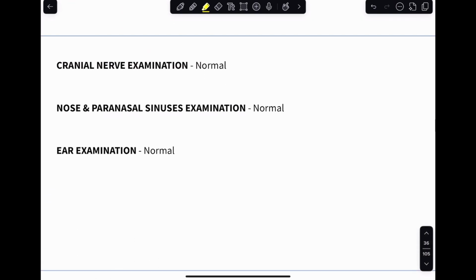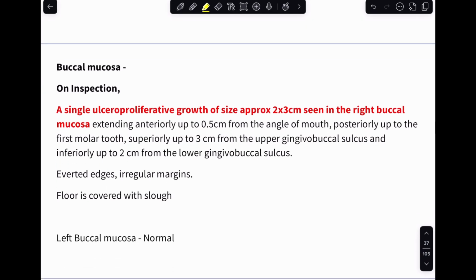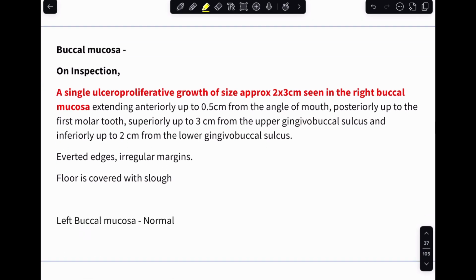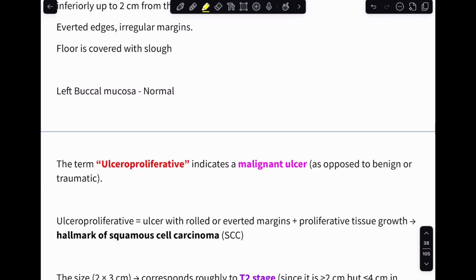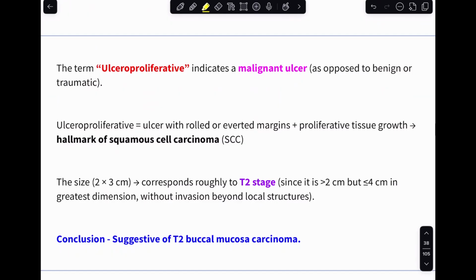And the rest of the examination of the ENT region is normal. Now let's start to discuss what we have found in our local examination. So we found that we have a single ulceroproliferative growth which is 2 into 3 centimeter size in the right buccal mucosa. Now what do we infer from here?